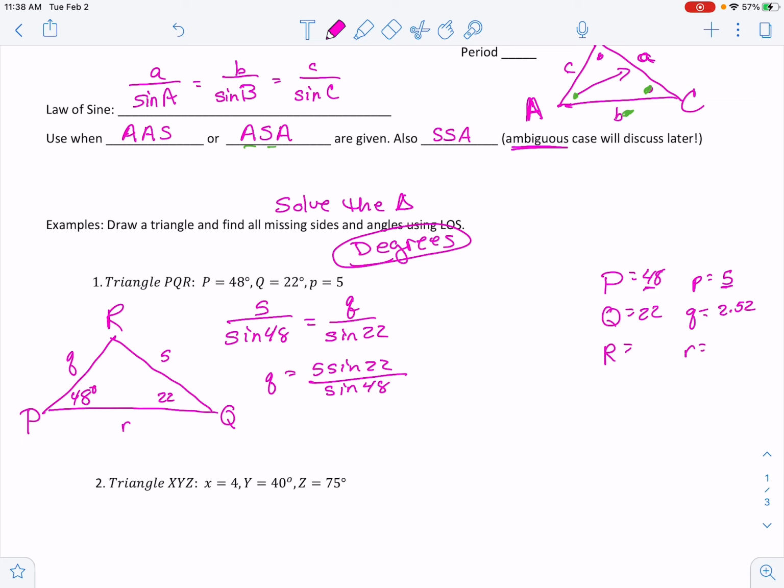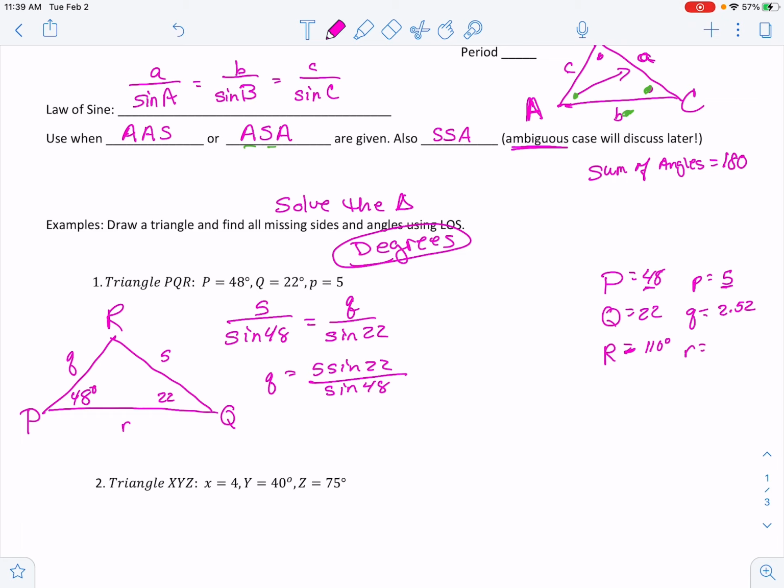Then I have to go back and find R. Well, find the angle R. What are the sum of the angles in a triangle? Sum of angles equals 180. You should remember that. So all I have to do is 180 minus 48 minus 22, and I get 110 for R.